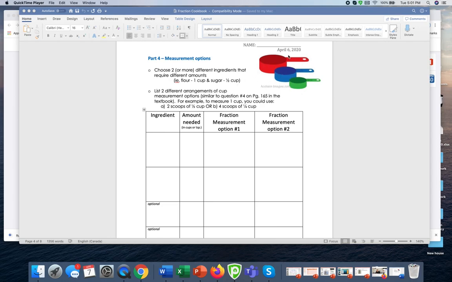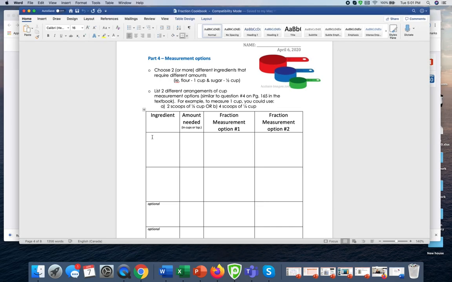Figuring out how you could measure in different ways. This is a very useful skill to have. Okay, if you want to have another review of this, you guys have actually already practiced this on page 165 in the textbook on question number 4. So I'll show you kind of what I mean.